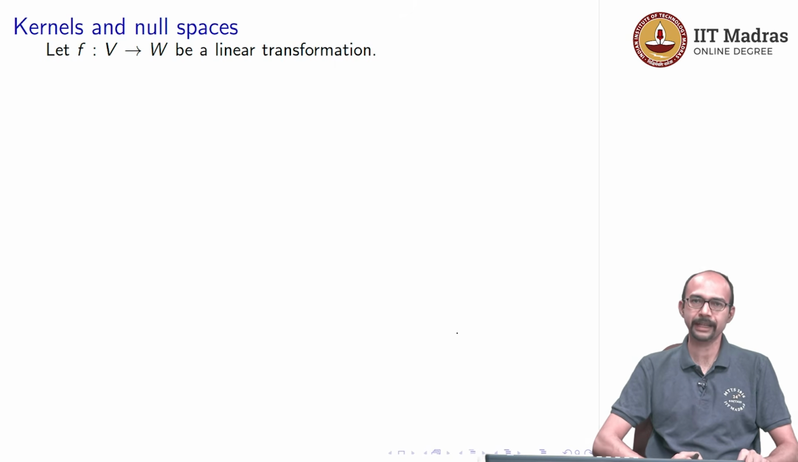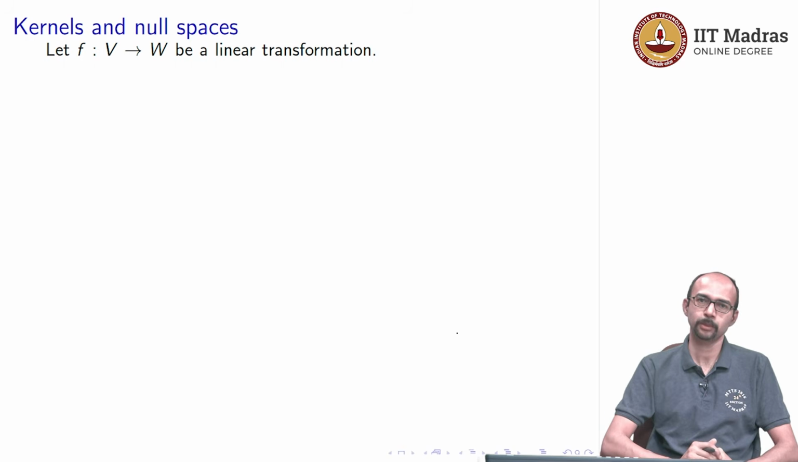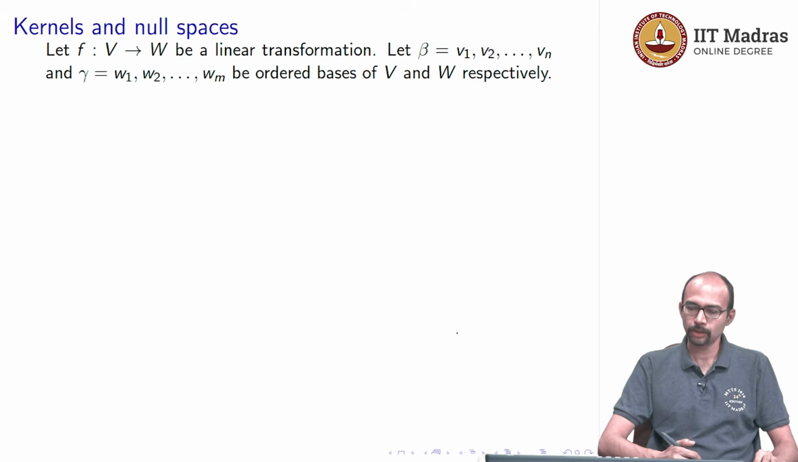So far there is no matrix in the picture, right. So, now we are going to introduce some matrix in the picture, and we will associate the kernel of this linear transformation with that matrix. So, let f from V to W be a linear transformation, let beta be v1, v2, ..., vn and gamma be w1, w2, ..., wn, both of which are ordered bases. Beta is an ordered basis for V and gamma is an ordered basis for W.